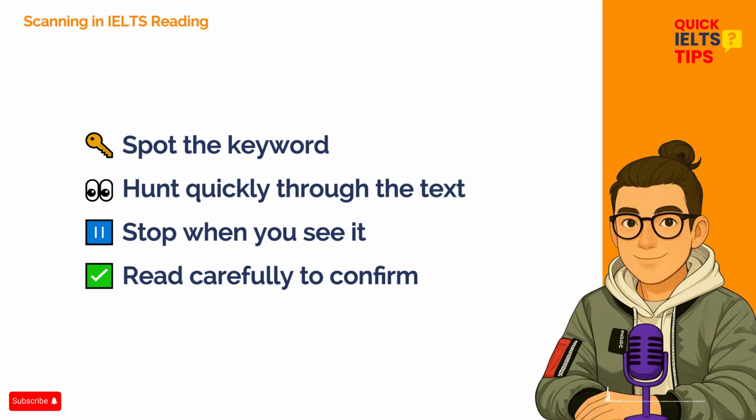Here's how you can scan in IELTS reading step by step. First, look at the question and spot the keyword. Maybe it's a name, a number, or a place. Next, keep that keyword in your mind and move your eyes quickly down the passage. Don't try to read everything, just hunt for that one detail. And once you see it, pause and read carefully around that spot to make sure you've got the right answer.